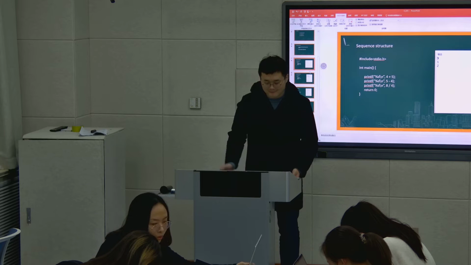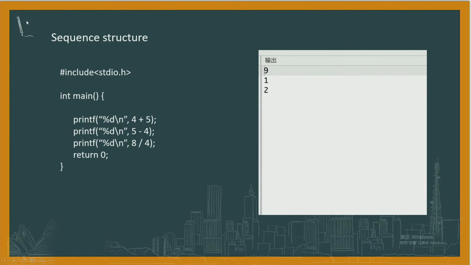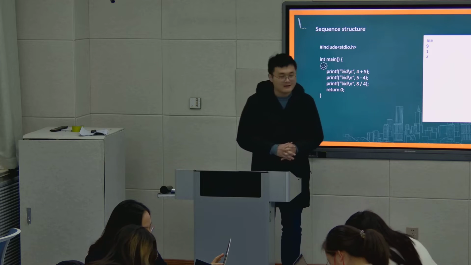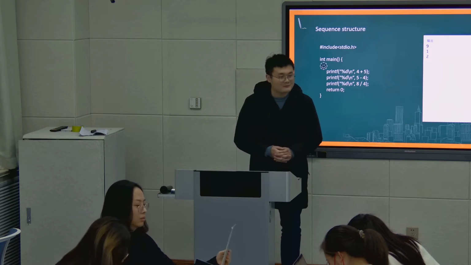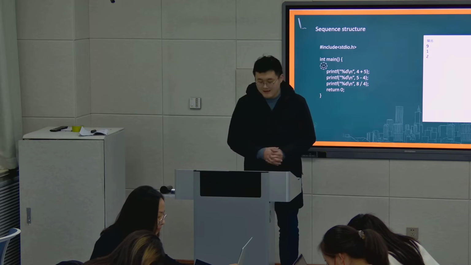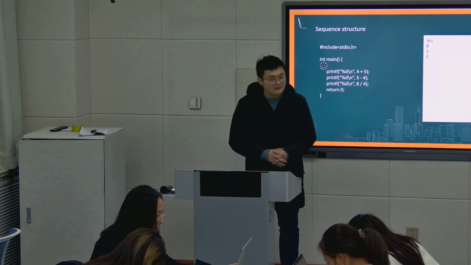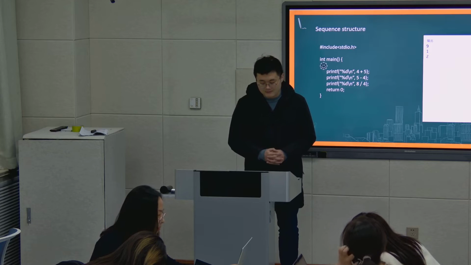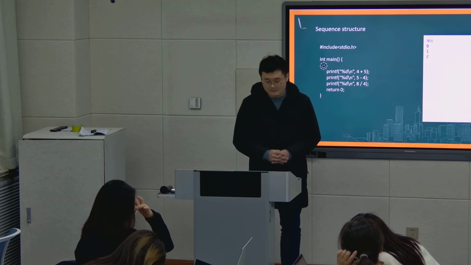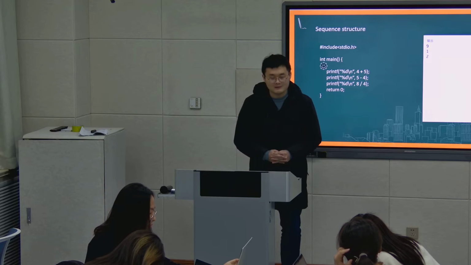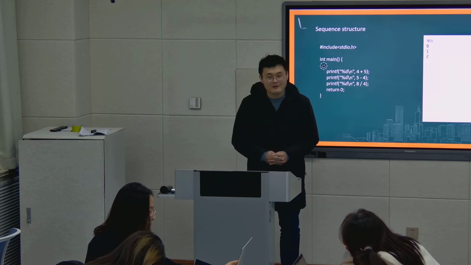So here is the right answer. It is the same thing as in the last class. We just print 3 lines and output 3 results, which are 9, 1, and 2. That is, 4 add 5 equals 9, 5 minus 4 equals 1, and 8 divided by 4 equals 2. So here is a sample of a fixed structure, and we output the numbers, right?